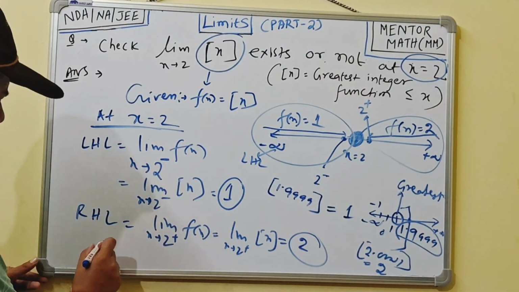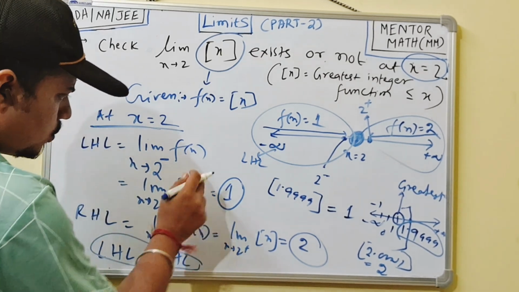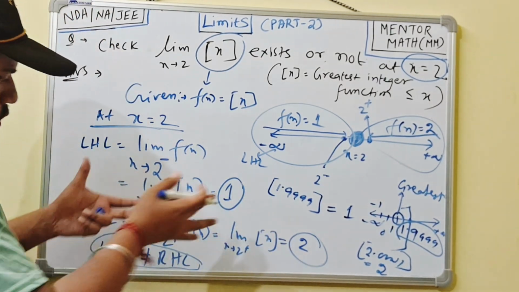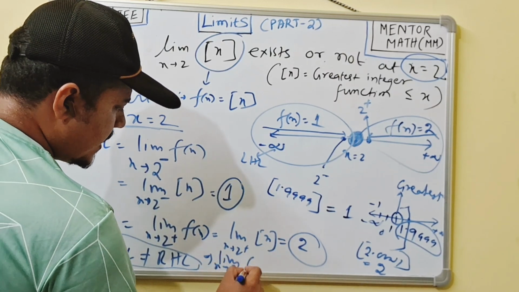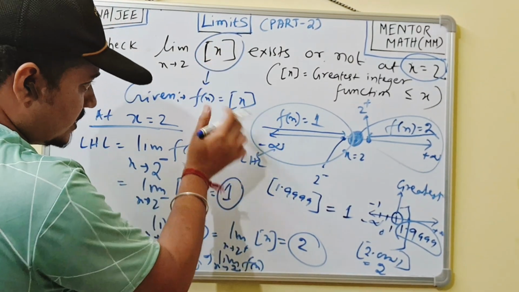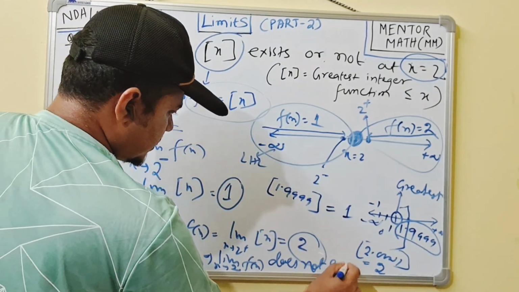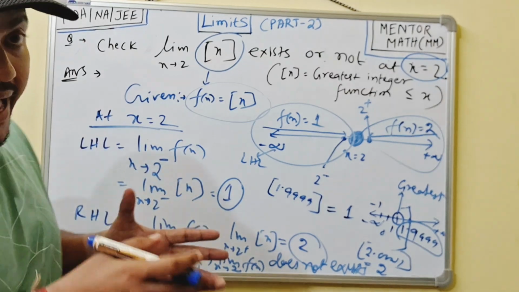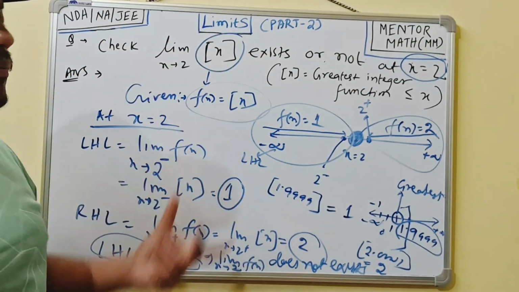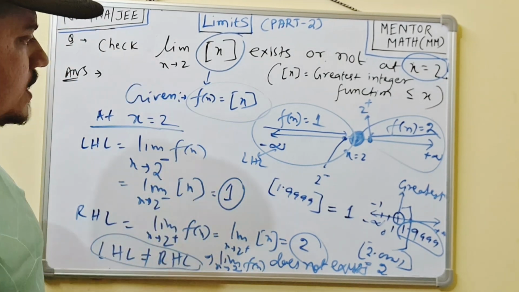Now you see that the left limit is not equal to the right limit, because both limiting values are different. So that's why limit x tends to 2 f(x), that is box x, does not exist because of these different limiting values. In that way you can solve this type of problem, and this type of box function is a very important function. Okay, so note please.